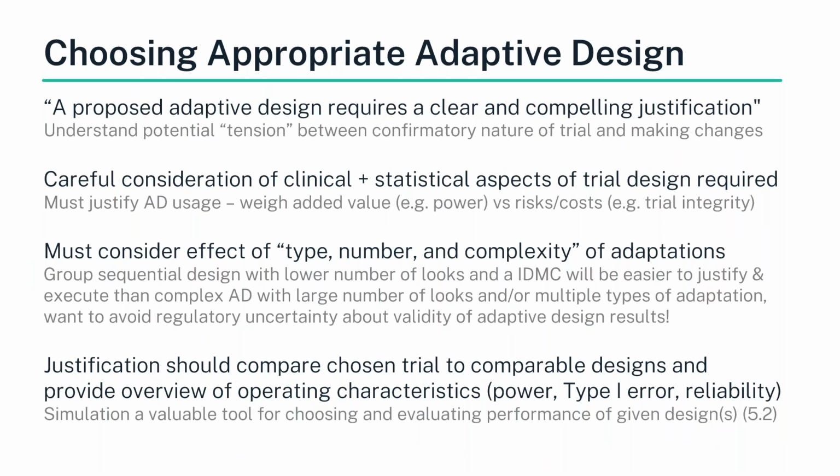Careful consideration of clinical and statistical aspects of the clinical trial design is required. I don't think anyone would disagree with that, whether it be about adaptive designs or about clinical trials in general. So I think this justification needs to be in depth and needs to talk about the added value. So we think this will increase the power. We think this will provide additional information. We think we'll be able to look at more doses and have a higher probability of selecting the right dose because we're going to do a seamless trial, versus the risks and costs and how we are going to protect the trial integrity. If you're talking to the sponsor, you might want to think about the cost and stuff like that, but talking to the regulator, the trial integrity needs to be ensured.